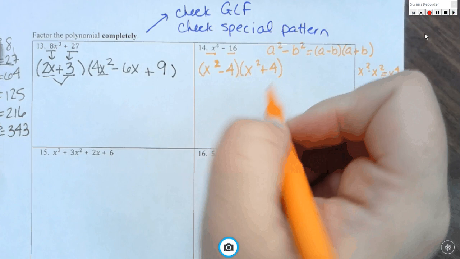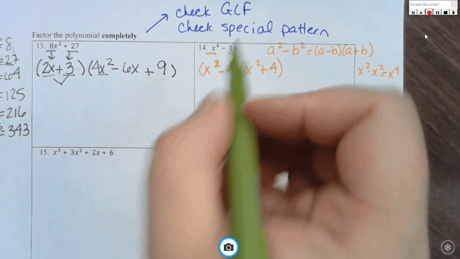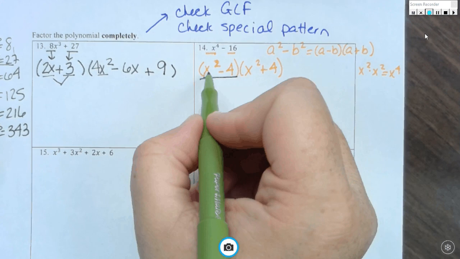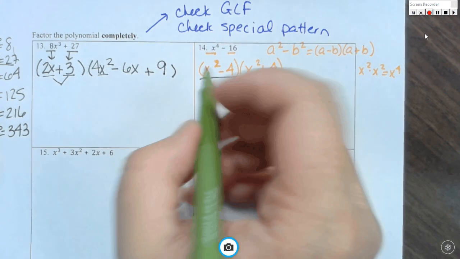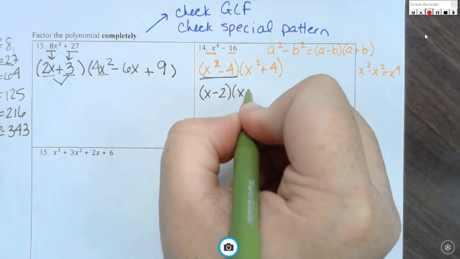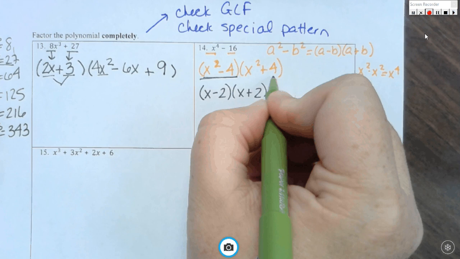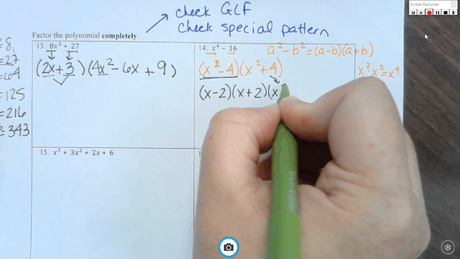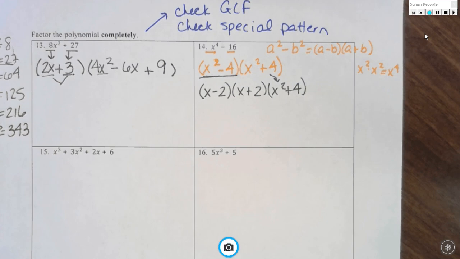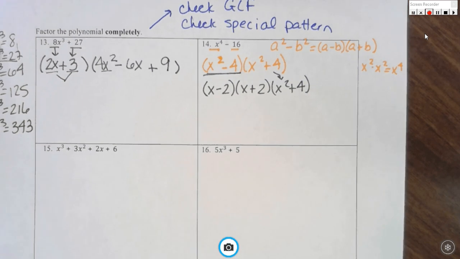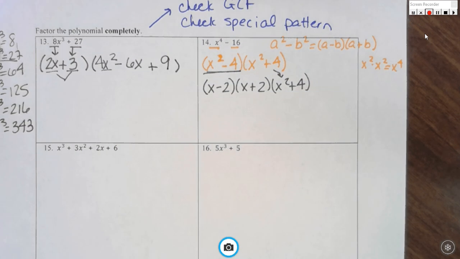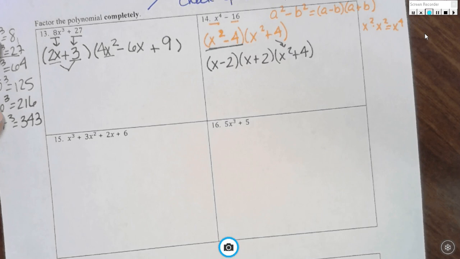Now I'm not done because this is a difference of two squares yet again. x times x is x squared and 2 times 2 is 4. So I can break this down as x minus 2, x plus 2, and be careful here because x squared plus 4 is not a special pattern. You can only do the difference of two squares, not the sum of two squares. But notice you can do the sum of two cubes. All right, moving along, let's do number 15.